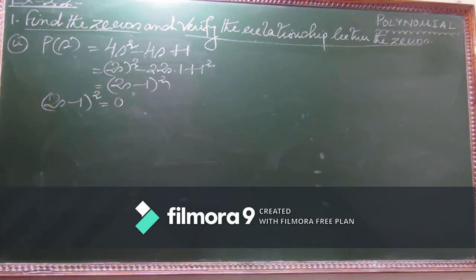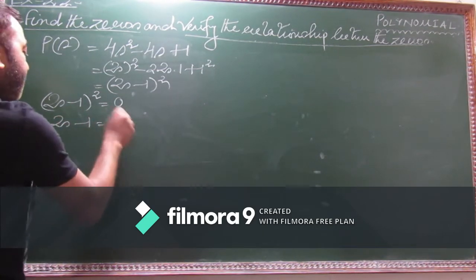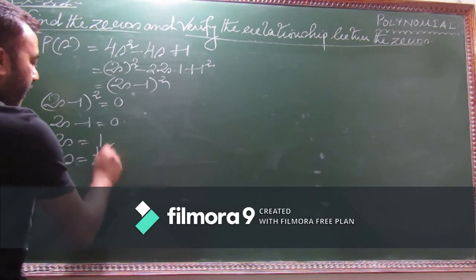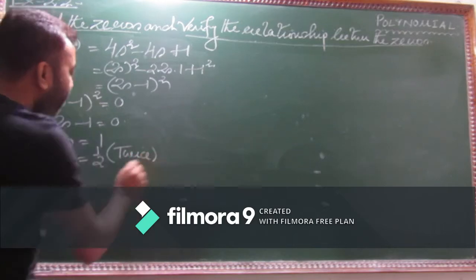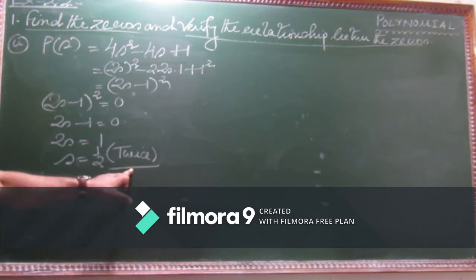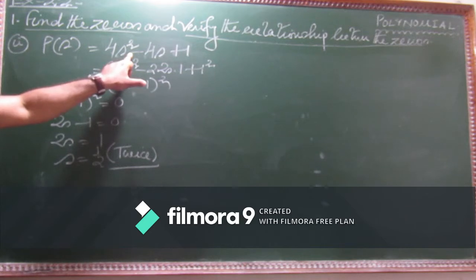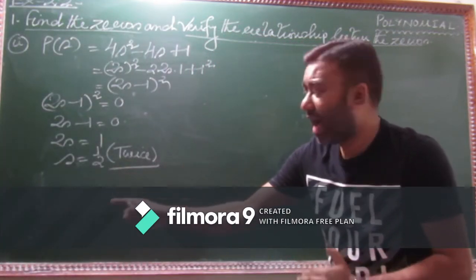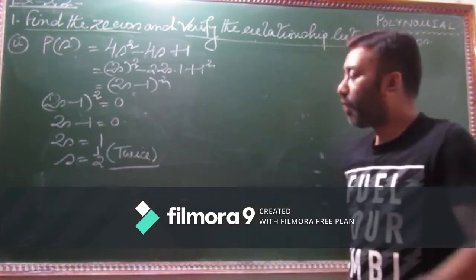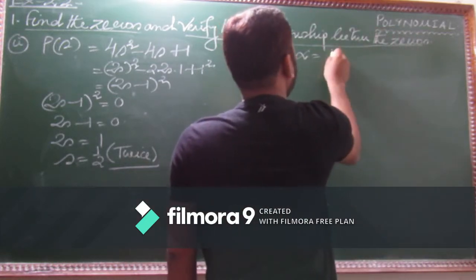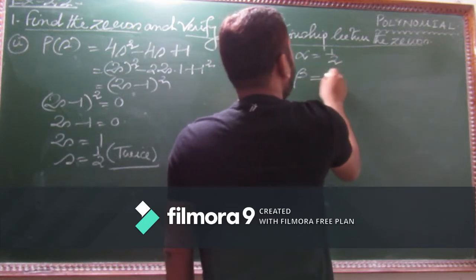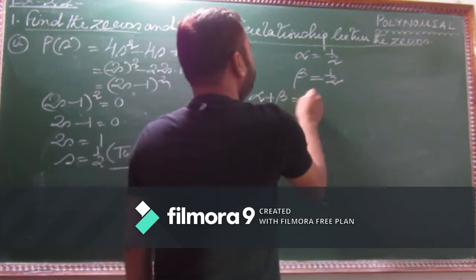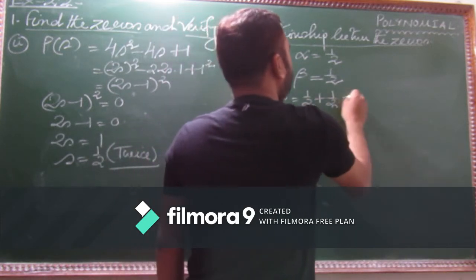Now if this is 0, that means twice s minus 1 is equal to 0. Twice s is equal to 1. S is equal to half. I am going to write it twice. What does this twice mean? Since it is of degree 2, it has two zeros, and both zeros are equal, half and half. So what is my alpha? My alpha is equal to half. My beta is equal to half. Done. Now alpha plus beta is equal to half plus half, which is 1.